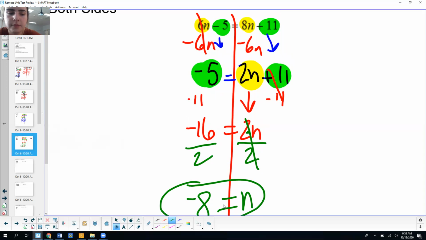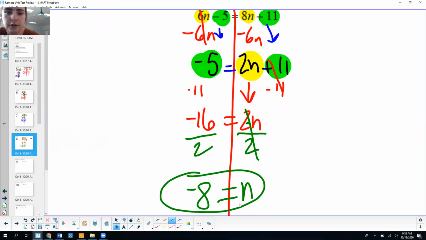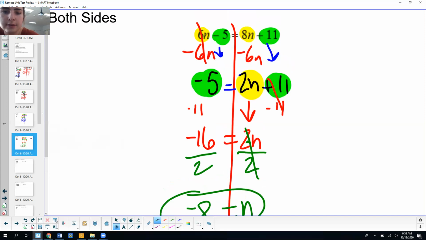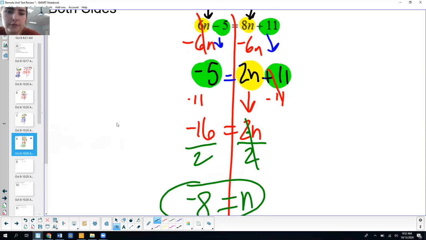And then again, I'm not going to show you guys all of this, but if you wanted to check your answer for some reason, you can take what we got for n. So we got negative 8. And you can go ahead and plug that in every time you see an n up here. So you would do 6 times negative 8 minus 5 equals 8 times negative 8 plus 11. So that's what you would do to check your answer for that.